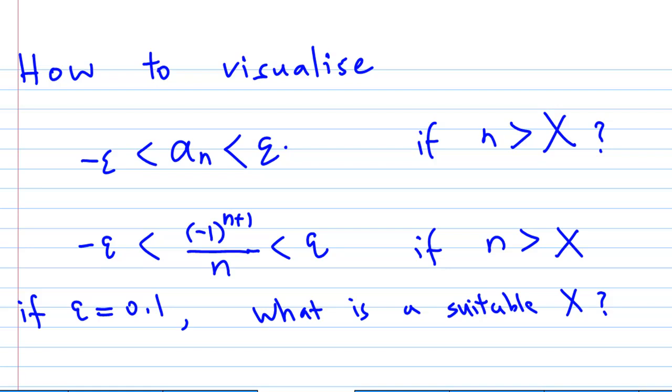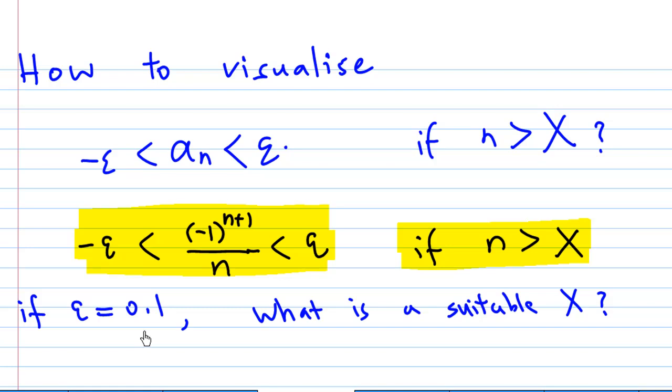But then, how do we visualize this? That is, (-1)^(n+1)/n is less than epsilon and greater than negative epsilon if n is greater than x. What we're trying to find is x. I'm going to show you how to find x when epsilon is equal to 0.1 by using a sequence diagram.